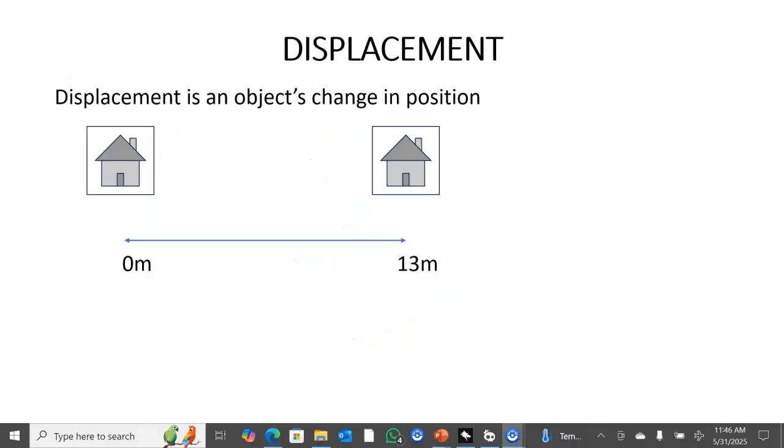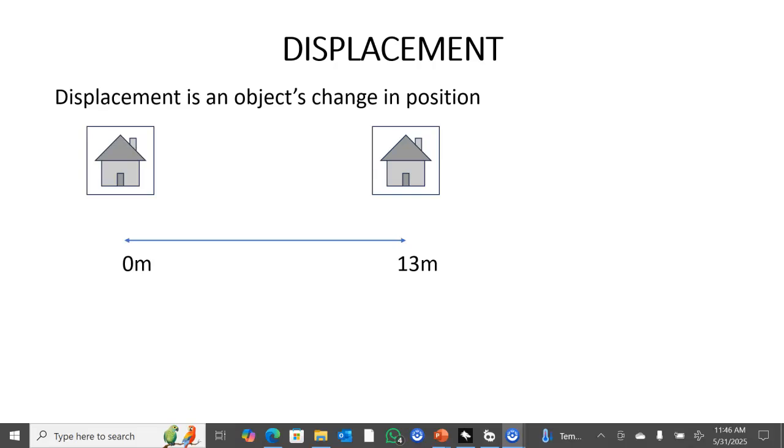So now in displacement, what is displacement? Displacement, like the name entails, is a change in position. An object that starts from point 0 and moves to another location. You can start from point 10 to point 20. An object's change in position is called displacement.